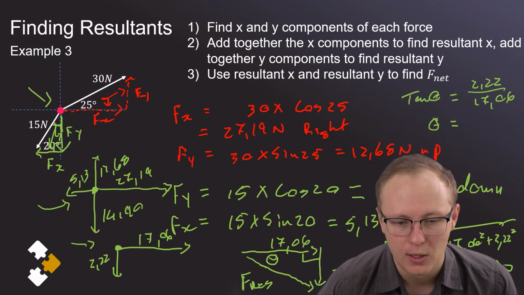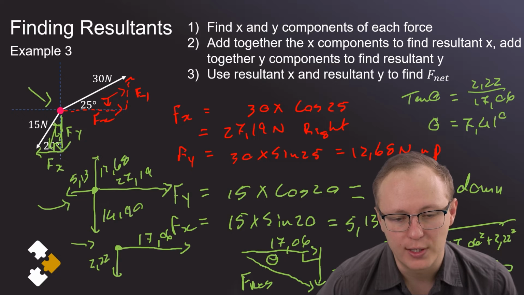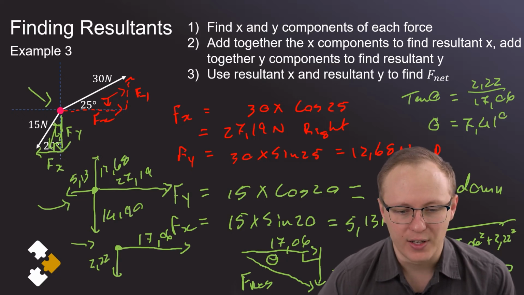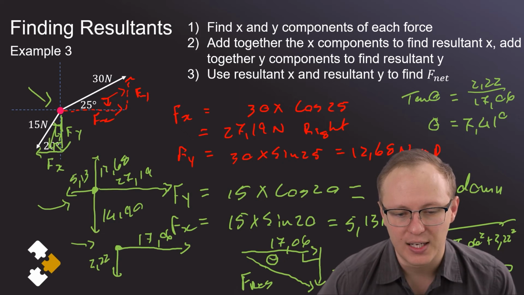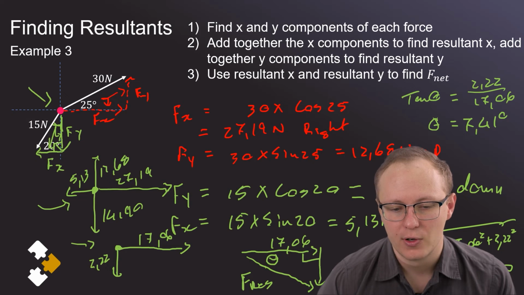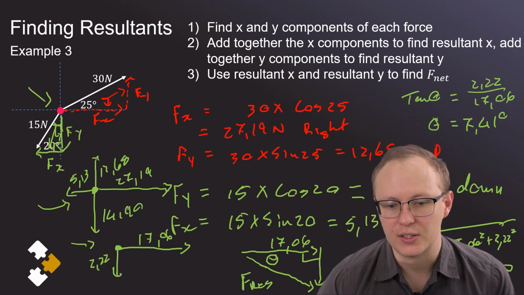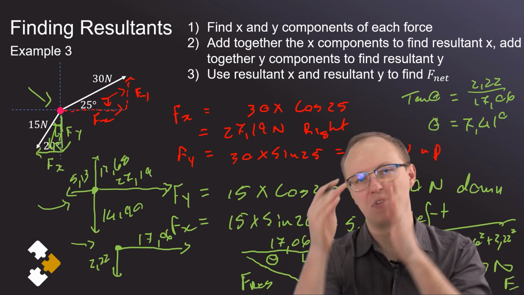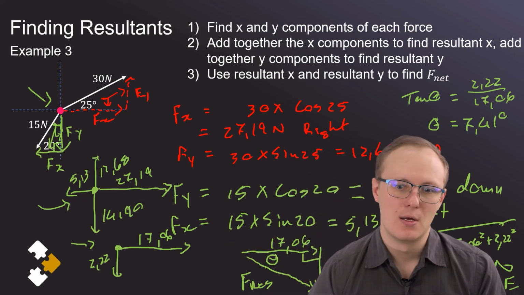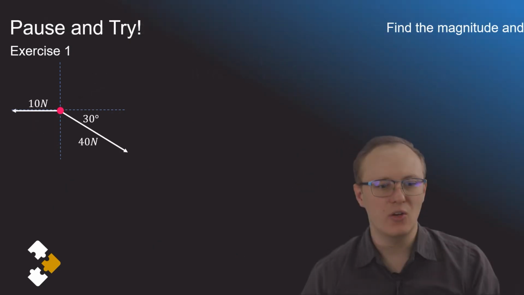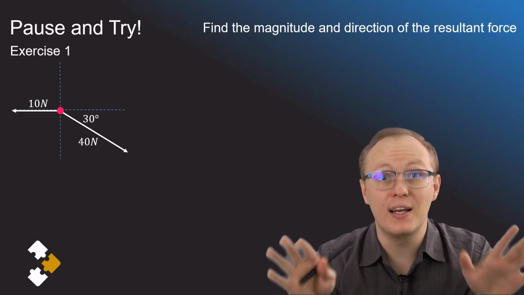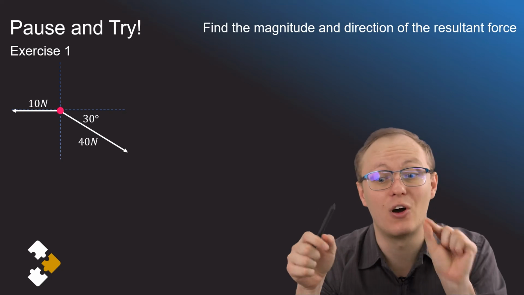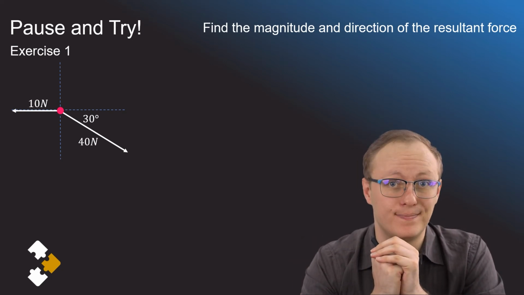Thank you, calculator. So theta is going to be 7.41 degrees, and thus we know that this 17.20 newtons is at an angle of 7.41 degrees south of east. Okay, so basically down from right. Okay, fantastic. So now it is your turn. Please pause the video and try this, find the magnitude and direction of the resultant force.